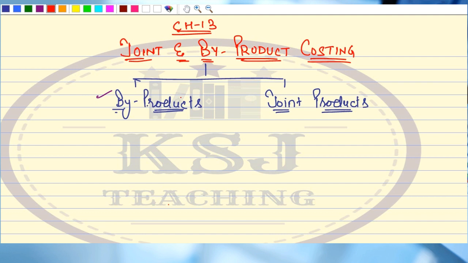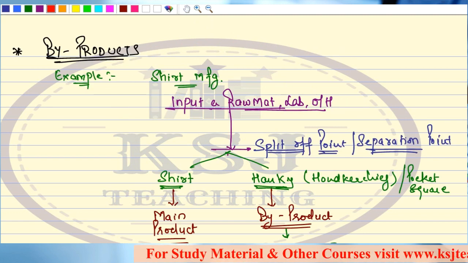So let's continue with our discussion on the new chapter that we started in the last lecture, that is joint and byproduct costing. We started with the byproduct, and I told you that these are two basically separate things that we are going to study, byproduct and the joint product. They are quite similar but with a slight variation. Okay, and this is what I told you about the byproduct.